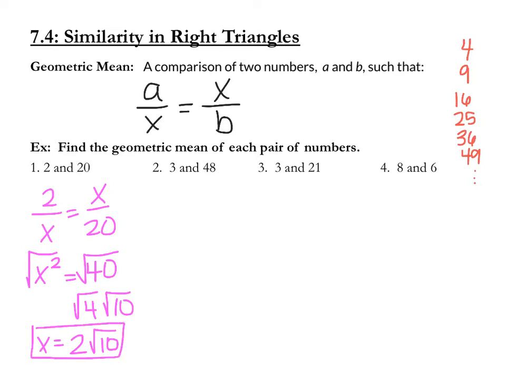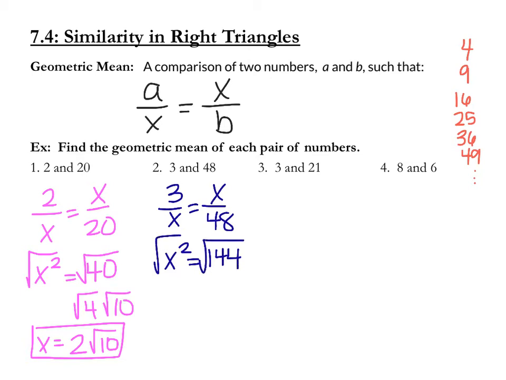So each problem you're going to set up the proportion, you're going to solve, and then you'll have a little bit of work to simplify the radical. If we look at number 2, that would be 3 over x is equal to x over 48. Again, please remember x times x is going to give you x squared. We're going to see that a lot in the problems that we're going to do for the rest of this week. So just make sure that you're doing that. X times x is x squared. 3 times 48 is 144.